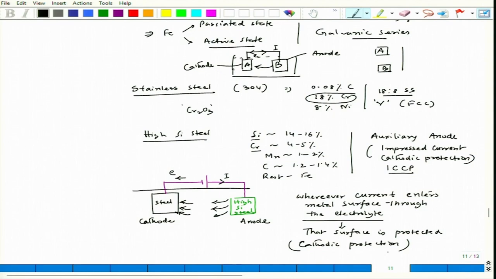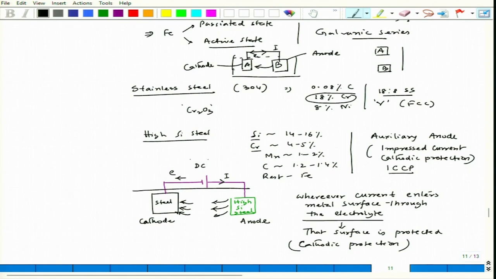Fine. Now in this particular instance, this high silicon steel is actually acting as an auxiliary anode which doesn't dissolve. It only is there to maintain the circuit. Okay. So that's what this high silicon steel is used for, and this external power source, which is definitely a DC power source, means all the time the cathode remains cathode.